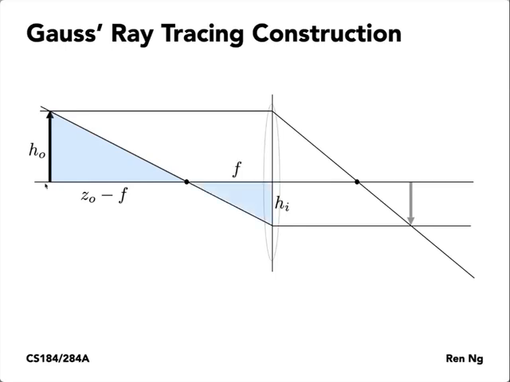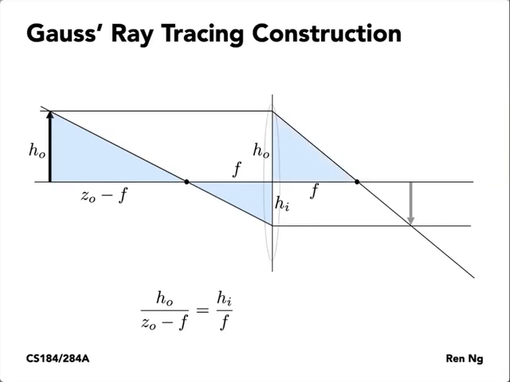The second similar triangle that we'll want here is f, this length here, versus, I'll give this a name, h sub i. h sub i is just going to be the height of the image of this object inside the camera. So h sub i here is really just the height of this thing here. By similar triangles, we can write down this really simple relationship: h sub o divided by z sub o minus f is the same as h sub i divided by f.